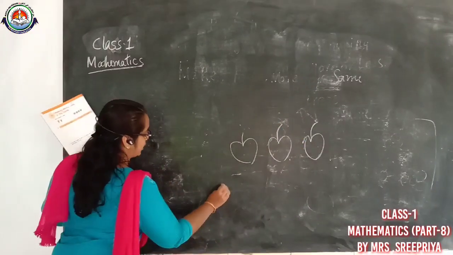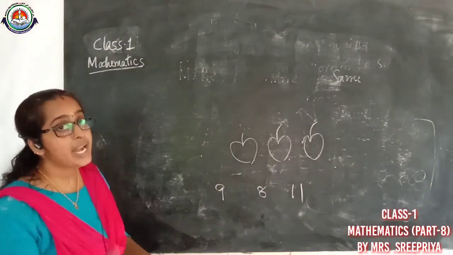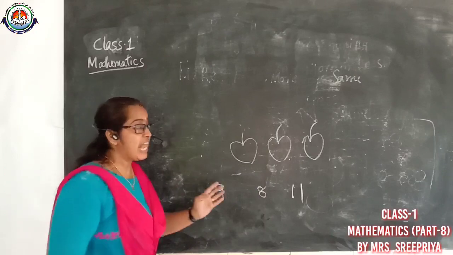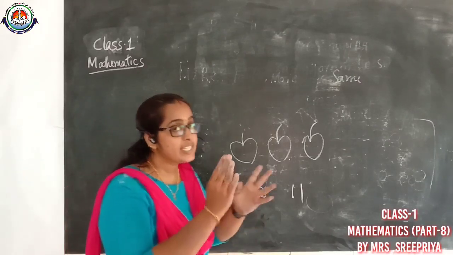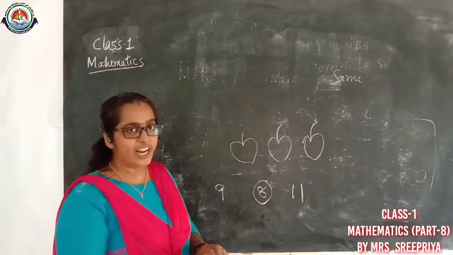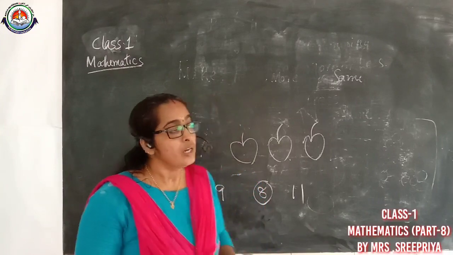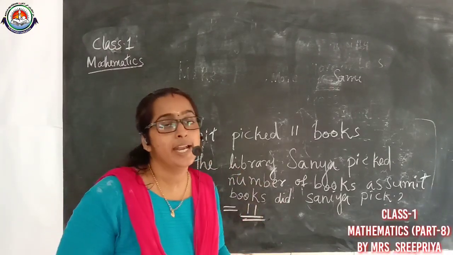Here the numbers are there: 9, 8, 11. We need to buy less than 9. That means what will be the answer here? Less than 9. Very good. 8. Very good. So you understood what? Yes. Okay.